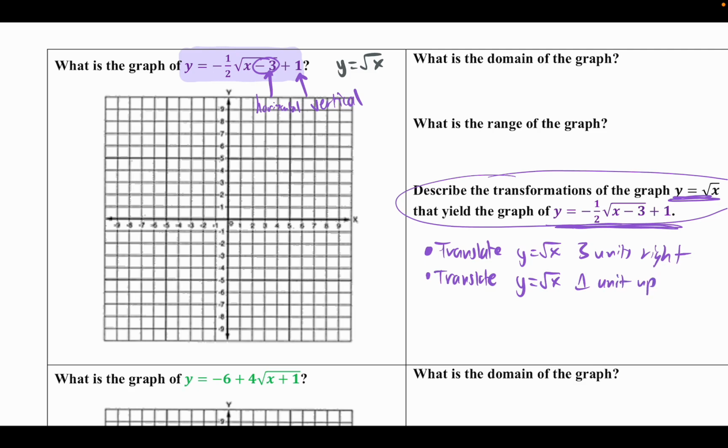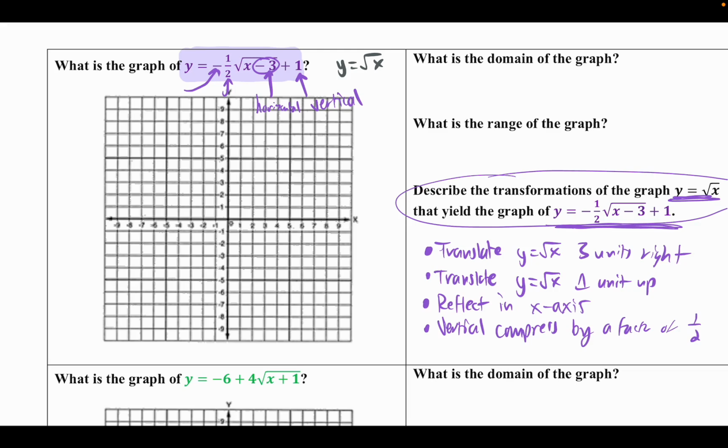So there's a couple other things that are happening here as well. You can see that there is a negative multiplying in front of the root. So what that's going to result in is flipping the graph upside down. Technically, we say that's going to be a reflection in the x-axis to flip the graph upside down. And then finally, you have this 1/2 in front. And so that's going to vertically compress whenever that number is less than 1. So it'll vertically compress by a factor of 1/2.